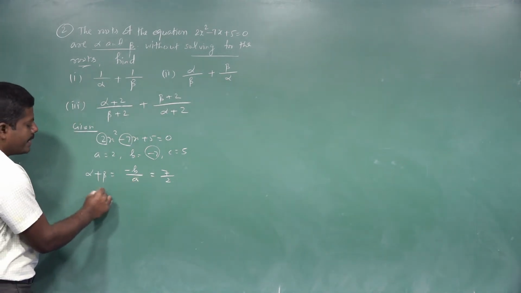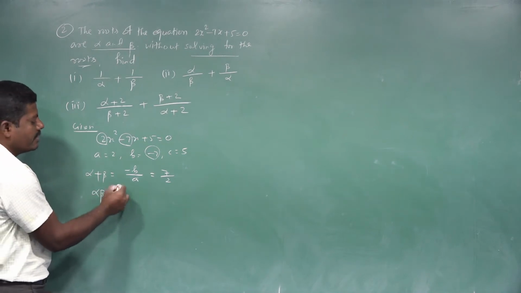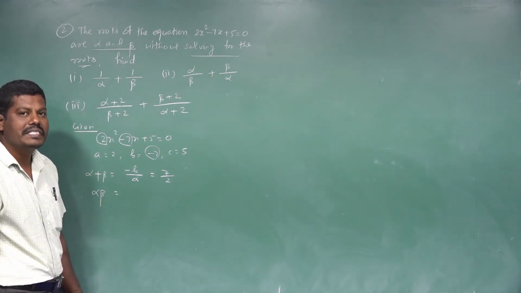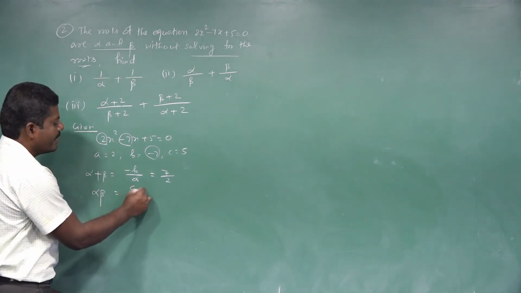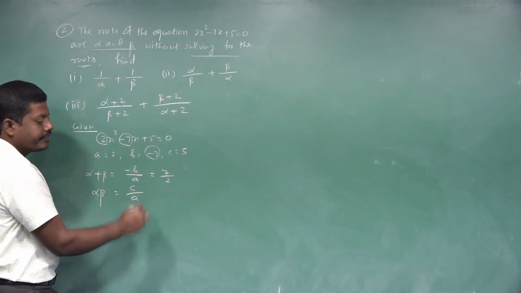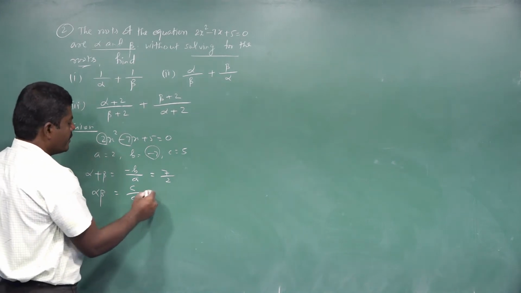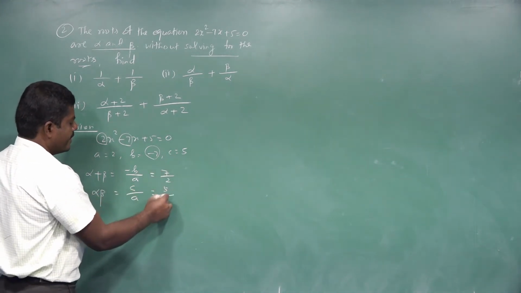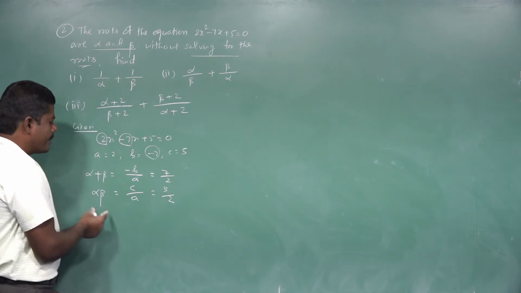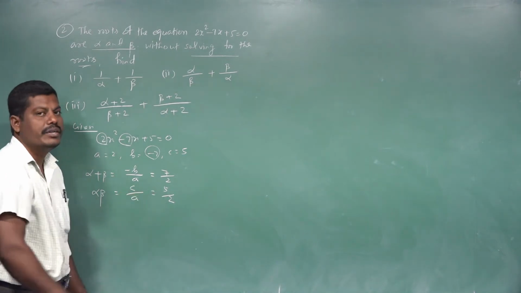Again we find alpha beta, the product of roots, which is equal to constant term divided by coefficient of x². Constant term c divided by coefficient of x², which is a. Understand? Which is equal to constant term 5 divided by a value 2. So the product of roots is equal to 5 divided by 2.